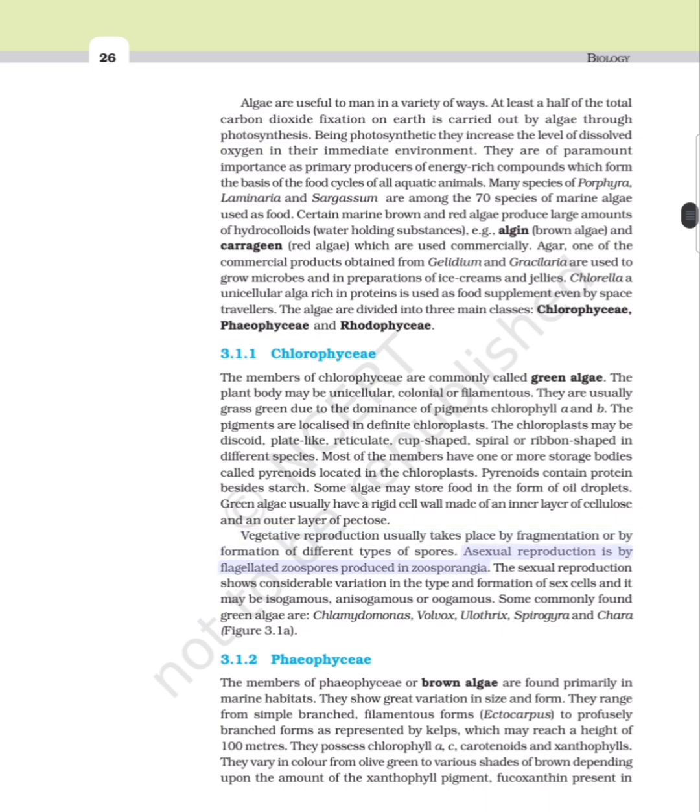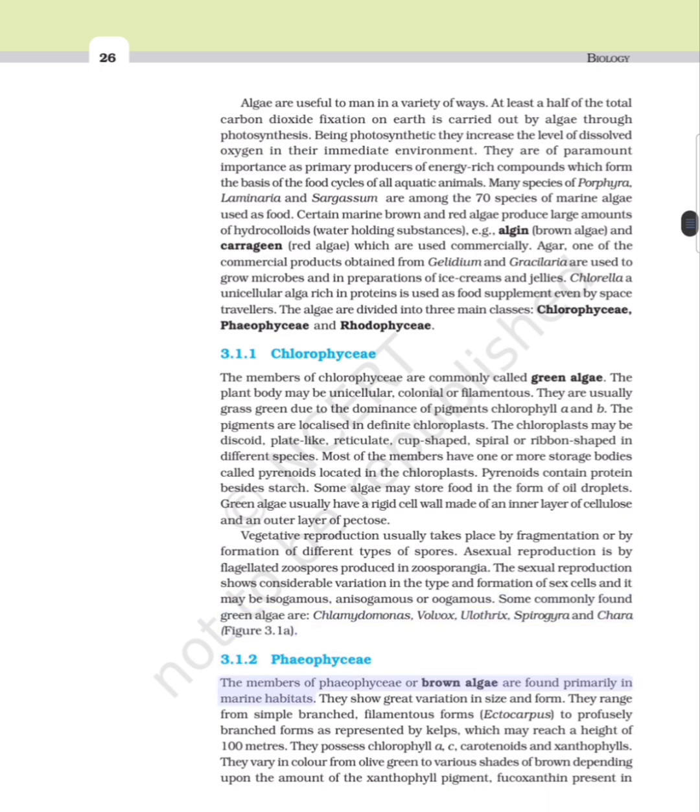Vegetative reproduction usually takes place by fragmentation or by formation of different types of spores. Asexual reproduction is by flagellated zoospores produced in zoosporangia. Sexual reproduction shows considerable variation in the type and formation of sex cells, and it may be isogamous, anisogamous or oogamous. Some commonly found green algae are Chlamydomonas, Volvox, Ulothrix, Spirogyra and Chara, Figure 3.1a.